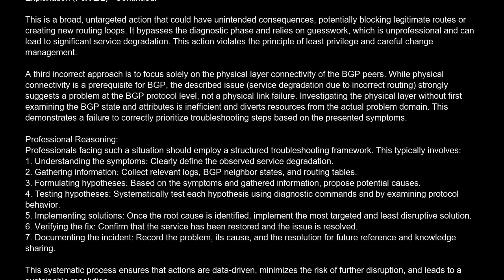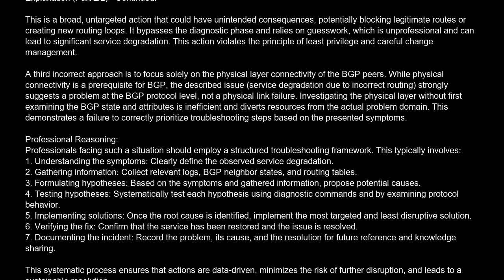A third incorrect approach is to focus solely on the physical layer connectivity of the BGP peers. While physical connectivity is a prerequisite for BGP, the described issue, service degradation due to incorrect routing, strongly suggests a problem at the BGP protocol level, not a physical link failure. Investigating the physical layer without first examining the BGP state and attributes is inefficient and diverts resources from the actual problem domain. This demonstrates a failure to correctly prioritize troubleshooting steps based on the presented symptoms.